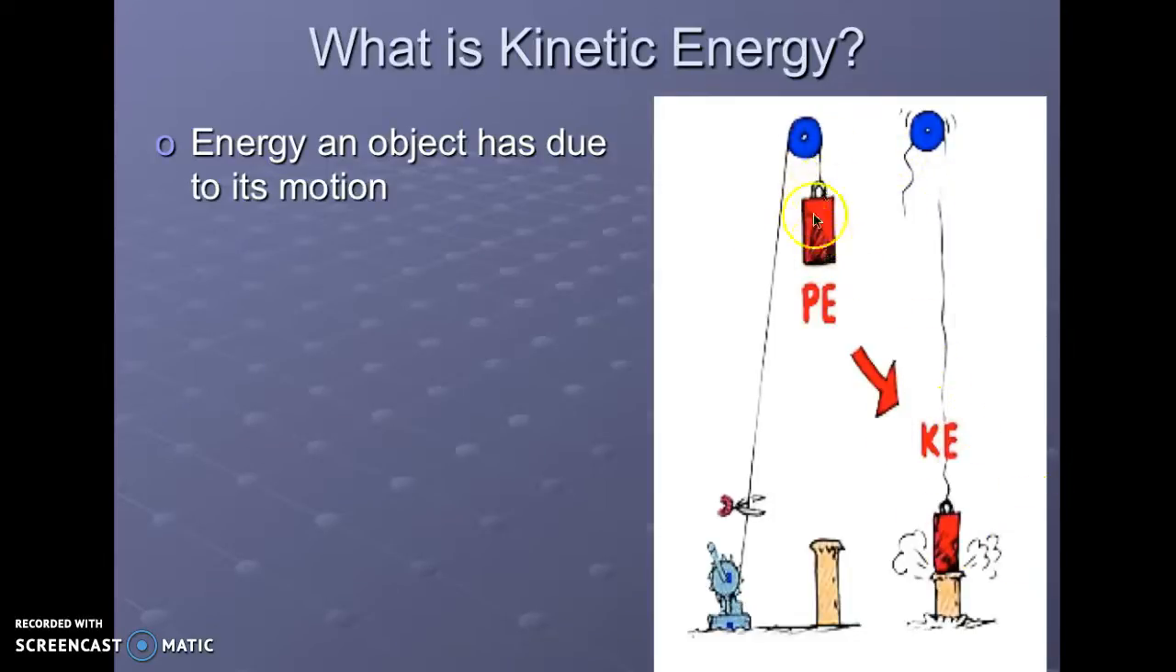Remember, the higher up this particular weight is, the more gravitational potential energy it has, and the more kinetic energy it's going to have as it falls down. Now, as it goes down, the kinetic energy starts to decrease, and the gravitational potential energy would also decrease because of its position relative to the ground.